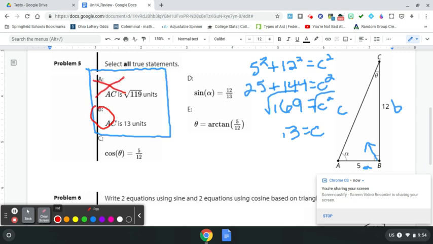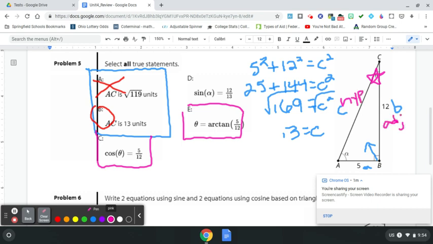Now for these other ones, we get two of these, C and E. C and E focus on theta. So let's go back here and let's focus on theta. If I put my star right here on theta, I know that this is still the hypotenuse, 12 is the adjacent side, and 5 is the opposite side.